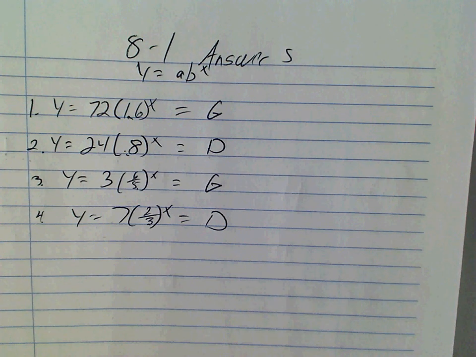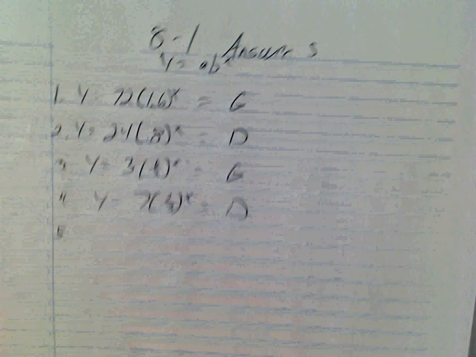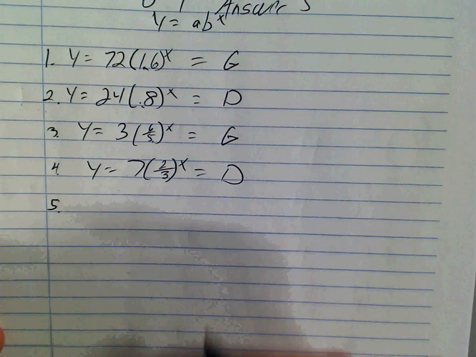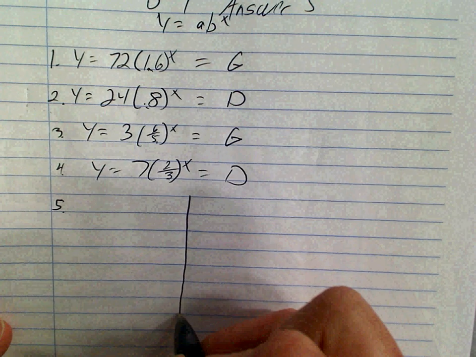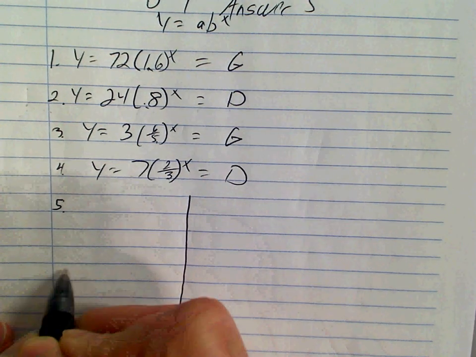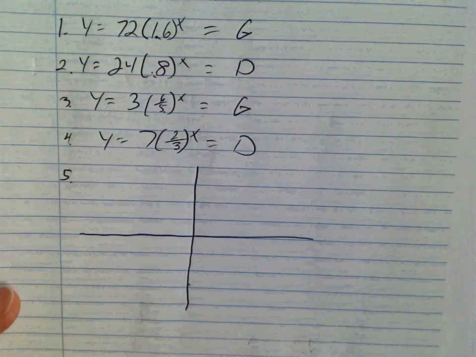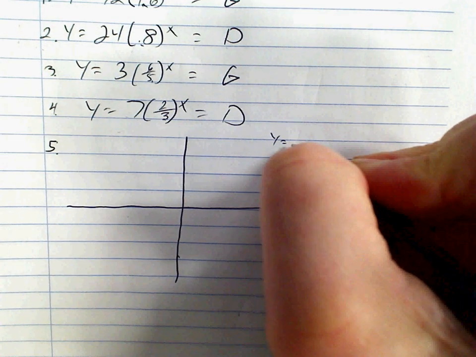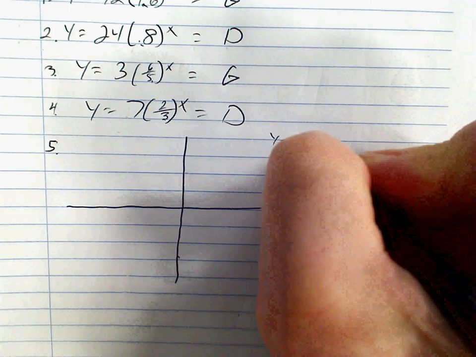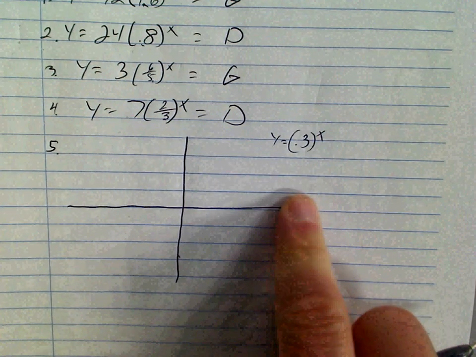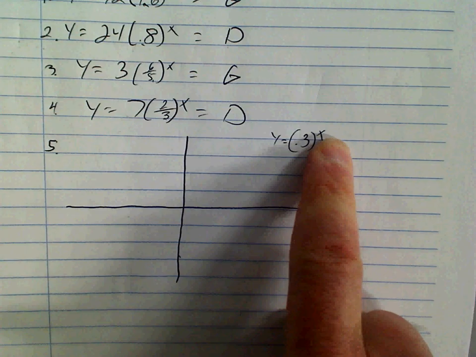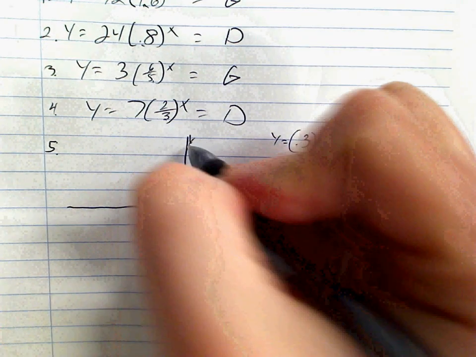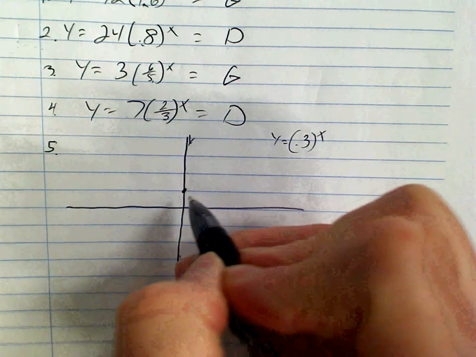Then 5, 6, and 7 is a sketch graph of each function. Identify the horizontal asymptote. I know we're not going to spend a lot of time on these, just make a quick graph to give a general idea. 5 was y equals 0.3 to the x. The easiest thing to know is if I had 0 in for x, what's the y-intercept? Where's it going to be touching the y-axis? 1, so we're going to call that 0, 1.